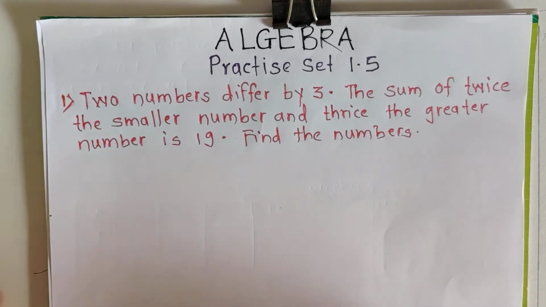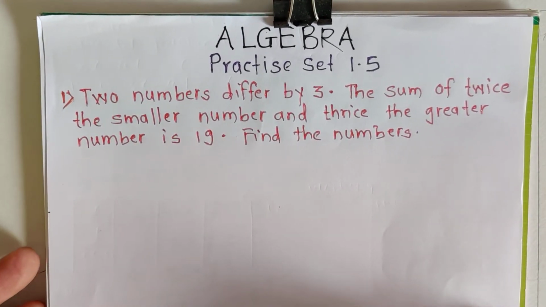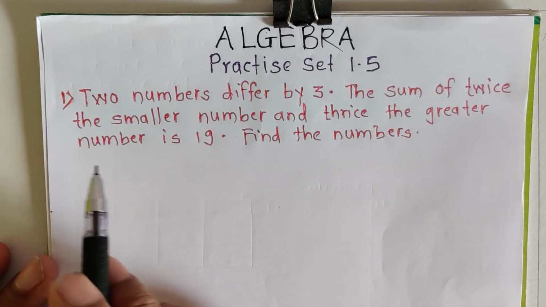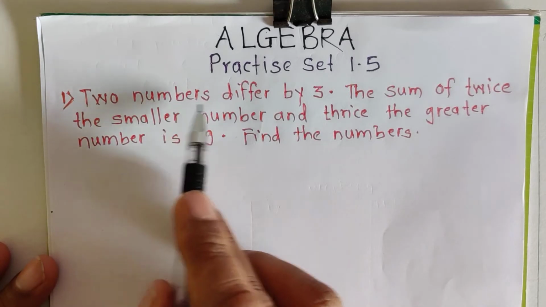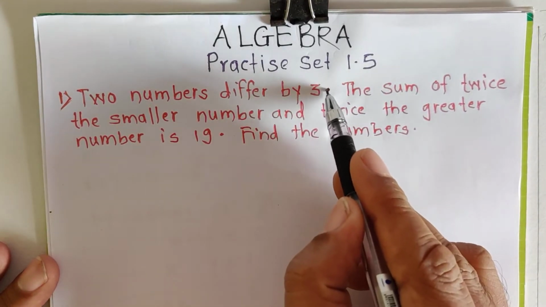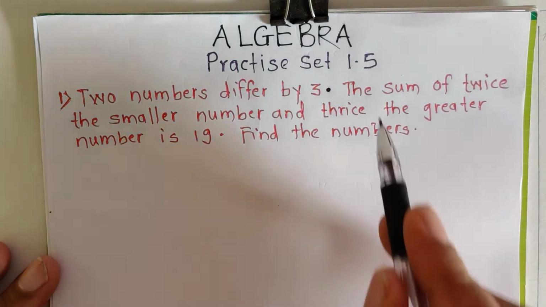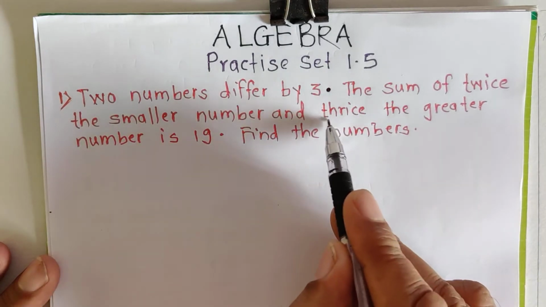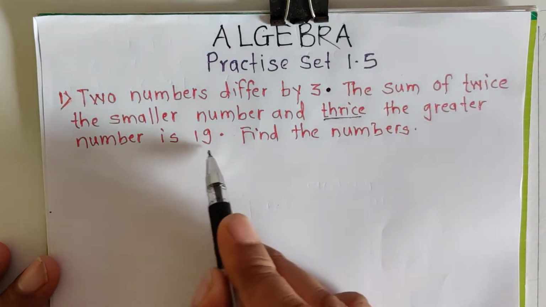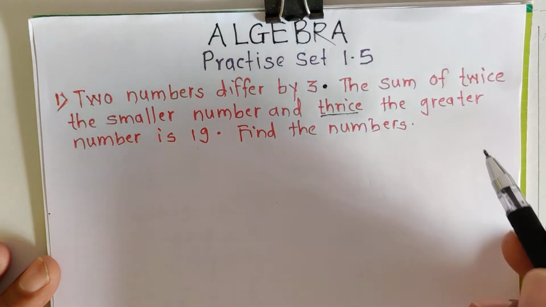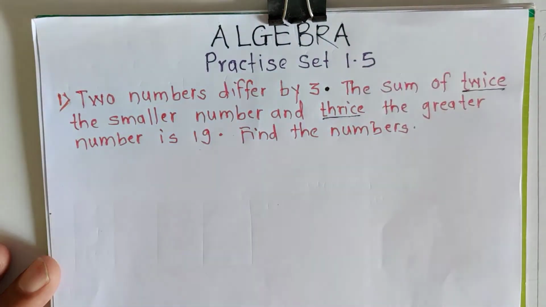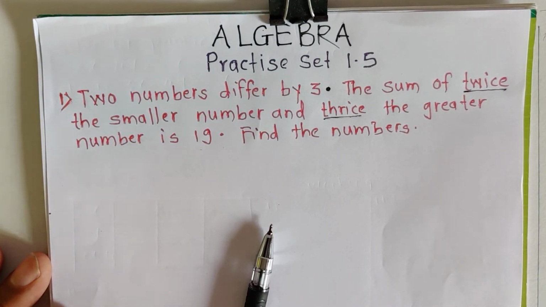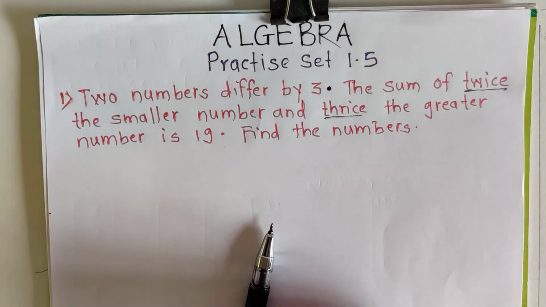Let us study. Here the first sum from practice set 1.5 is taken. Two numbers differ by 3. So this is one of the statements. The sum of twice the smaller number and thrice the greater number is 19. So read these conditions properly, and then solve the equations.